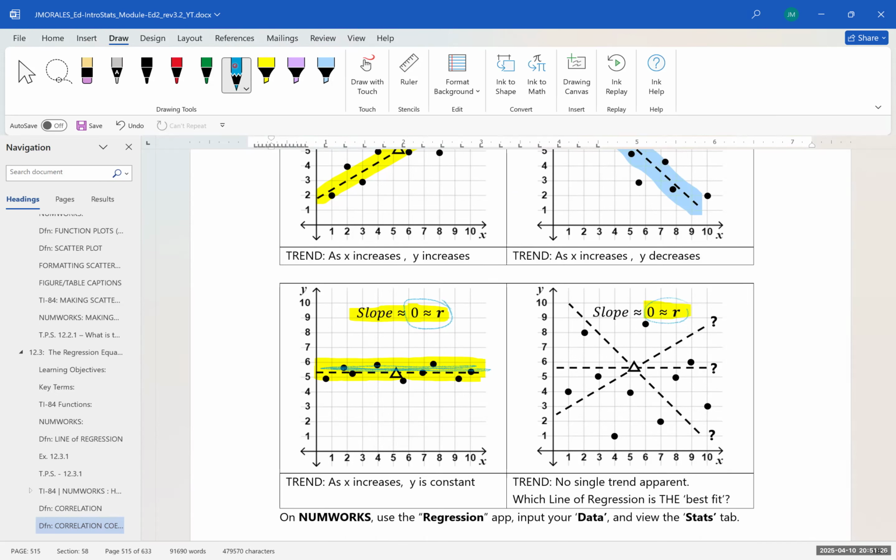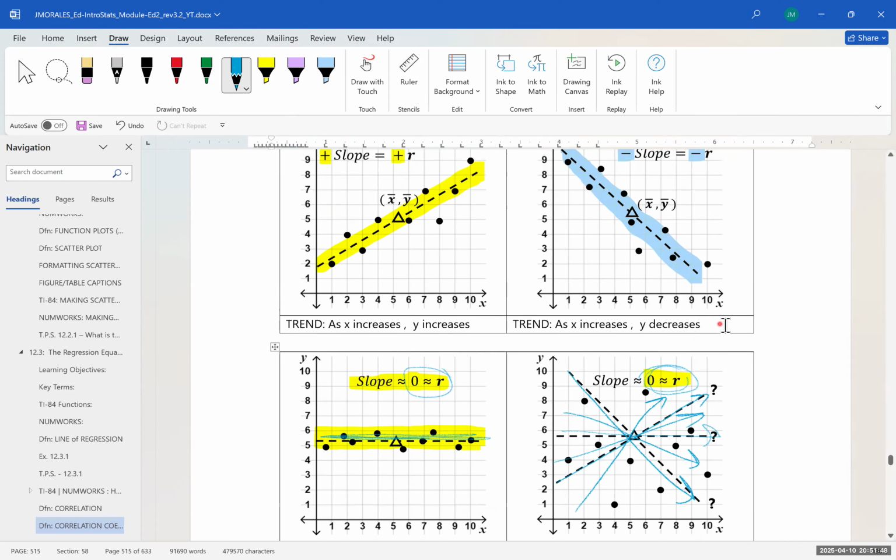So with no pattern, that means you could draw a line of regression in any direction. There isn't any one way to draw a line of regression. You could draw them anywhere. So because there isn't a clear linear path, then there's no correlation there. The correlation coefficient is 0.